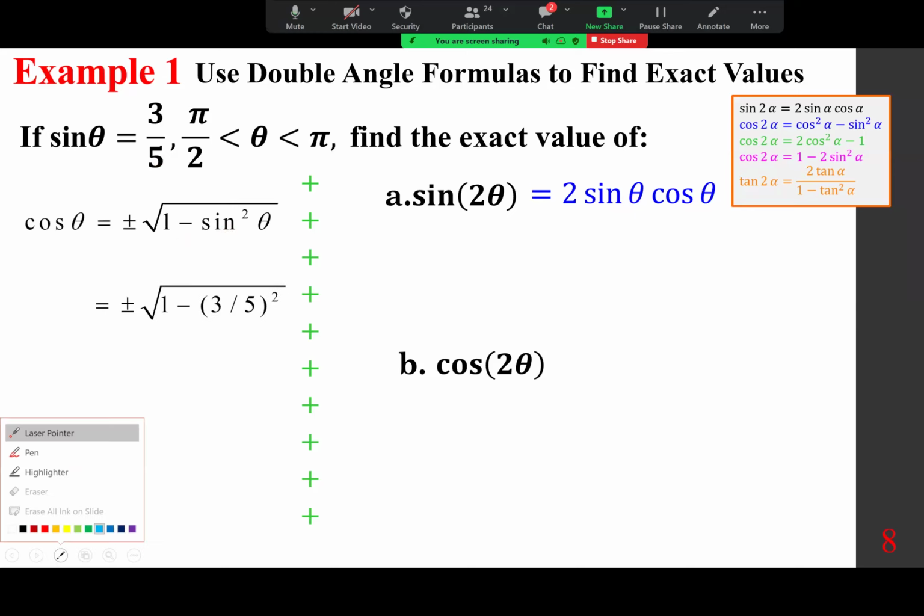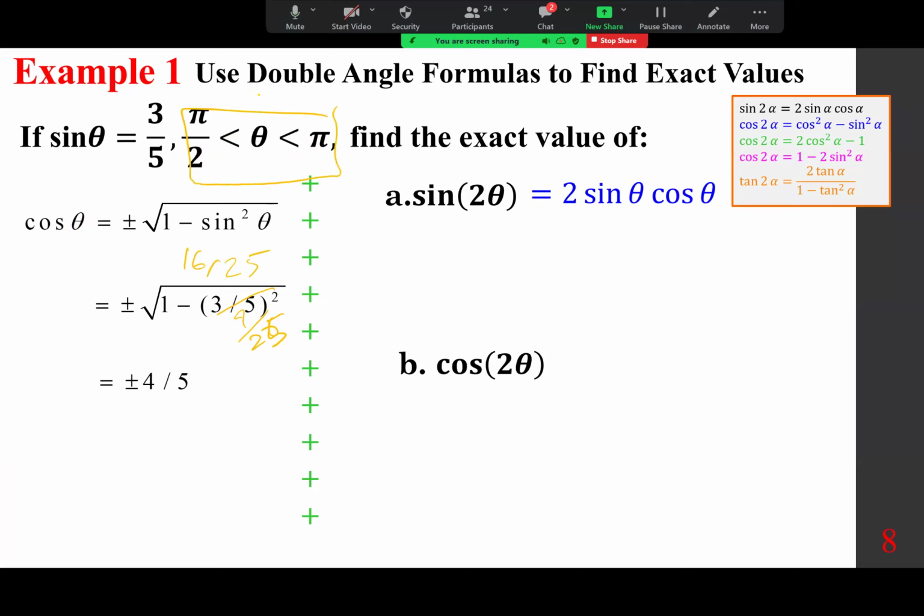Now, of course, this makes it 9 over 25. 1 minus that is 16 over 25, which comes out as 4 over 5. So plus minus 4 over 5. Now, cosine, this is quadrant 2, and in quadrant 2 cosine is negative.